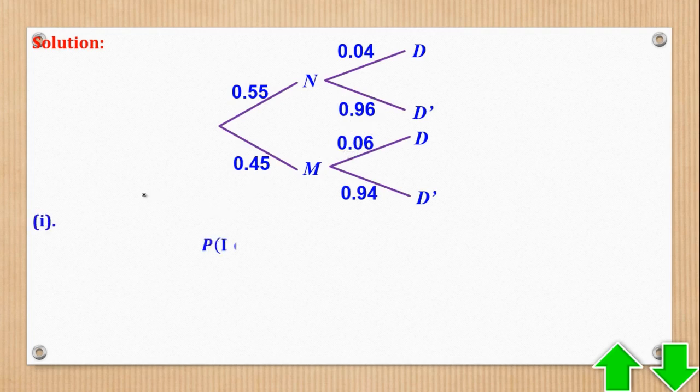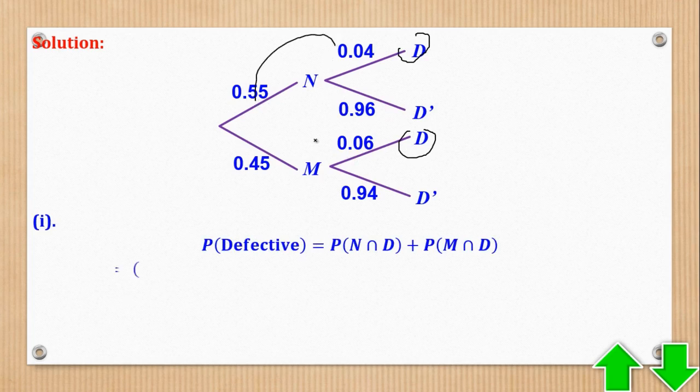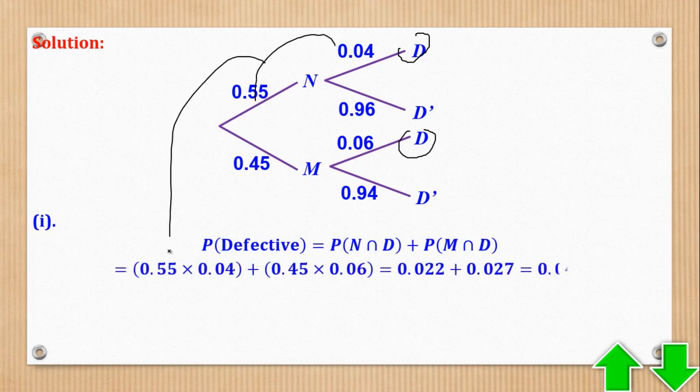Therefore, if I want the probability for defective, there is defective here and defective here. So I'll say this times this, which gives me this, plus this times this, which gives me this, and in the end I'll come up with 0.049.